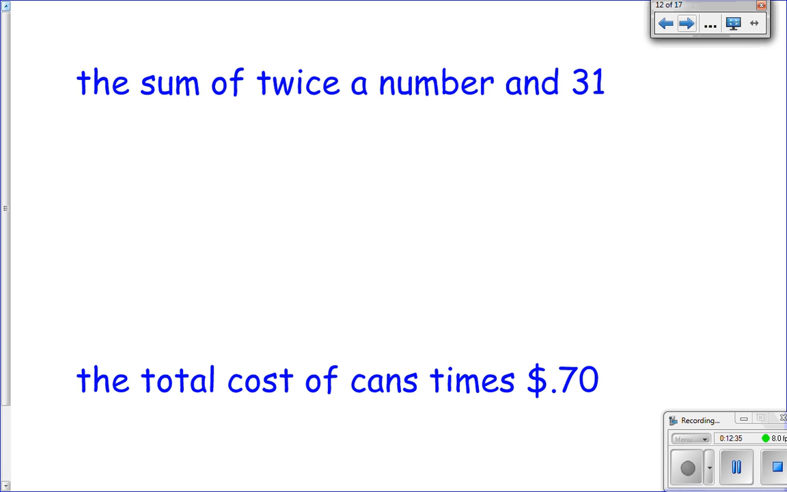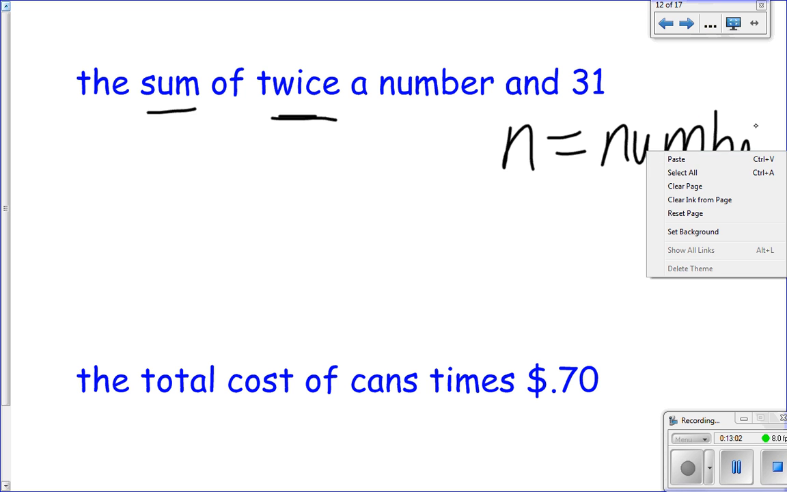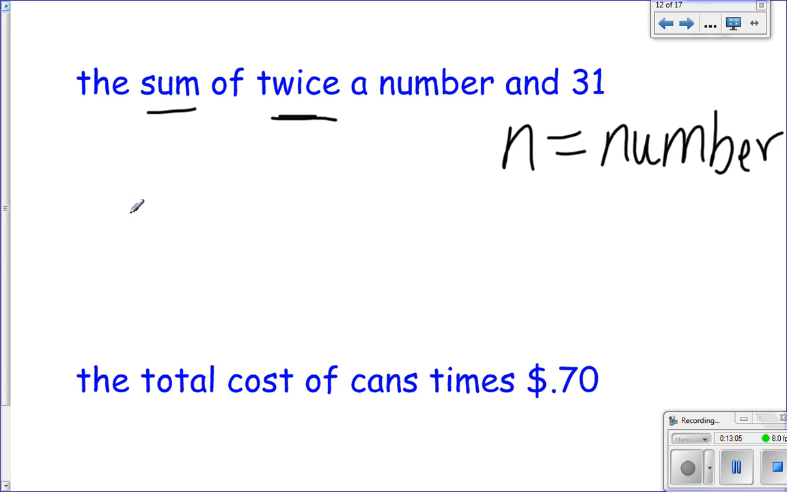Let's look at these two. The sum of twice a number and 31. So we have keywords sum and twice a number. Twice means we're going to multiply it if I'm doubling something. So I have 2 operations here. Neither one of them mean that I have to flip the order. So I have the sum of twice the number and 31. So again, n equals a number, twice the number, 2 times the number, I'm doubling it, plus 31.